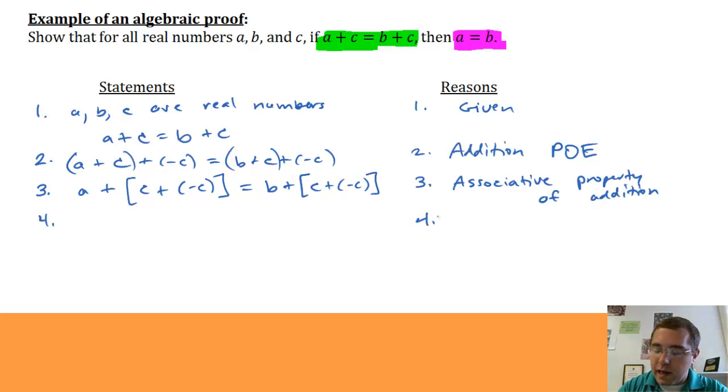Okay, now that I've associated c and negative c, I can actually add them together. And c plus negative c is 0. There is a property that says that. So we've gotten that a plus 0 equals b plus 0. And that property that tells us that c plus its opposite is 0 is called the property of opposites.